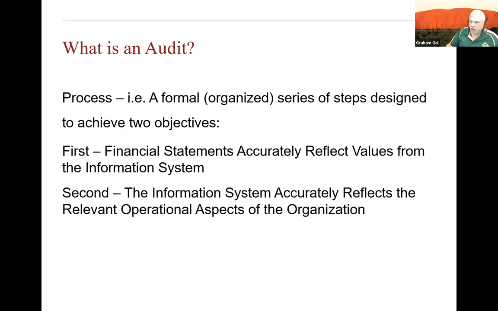First of all, it's defined as a process and a formal, organized series of steps designed to achieve two objectives. There are a couple things in here. Formal. Okay, an audit is not, you know, I'm going to look at things. If you read the auditing literature and the standards on auditing, which are both U.S. and internationally based, you have to have a well-designed set of steps and objectives for each of your steps. The first way in which we can achieve assurance in an audit is answering the question of whether financial statements accurately reflect the values from the information system.